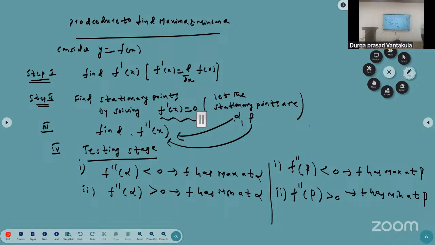All of you, don't copy the content immediately. Please try to store the concept in your mind first. Take some time, then only this problem will become easy. You have to remember all the steps. Observe what I have written. Step 1 derivative, step 2 stationary points, step 3 second derivative, testing. If you have followed, then copy. Once you understand, then you start writing. Without understanding, don't copy.